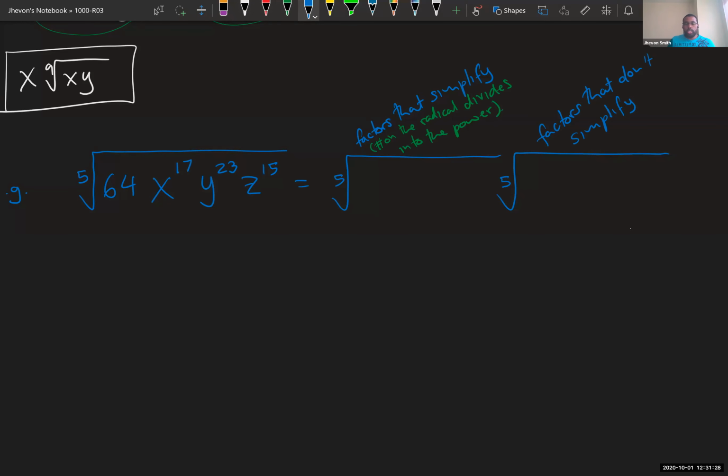Okay, so now think of 64. Can I break it into 2 numbers that when I multiply them, of course, I get 64, but each individual factor behaves differently? One is simplifiable when I take the 5th root, one is not. 64, how can I break that into 2 numbers? One I can take the 5th root of and one I can't.